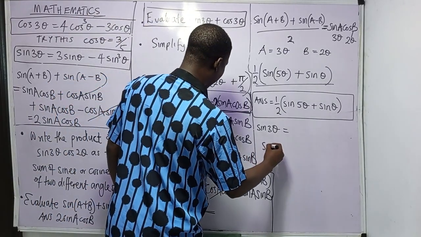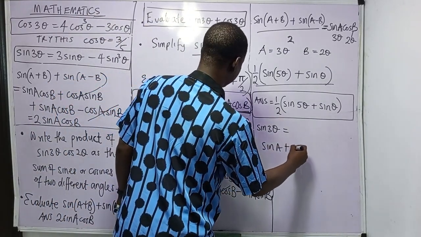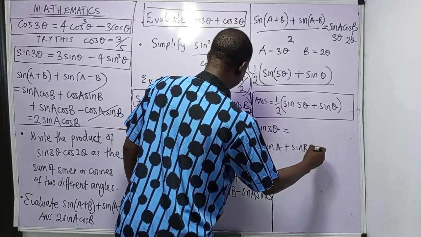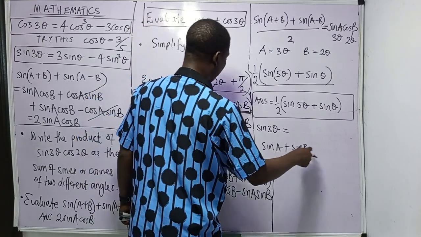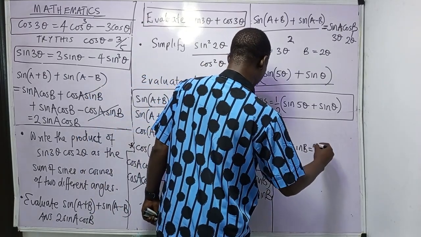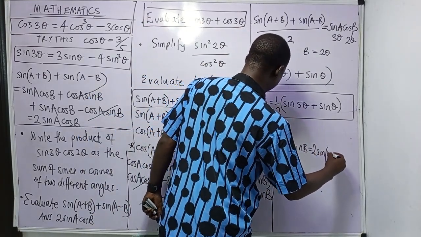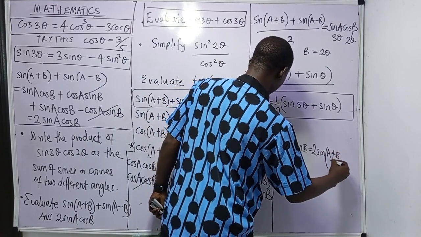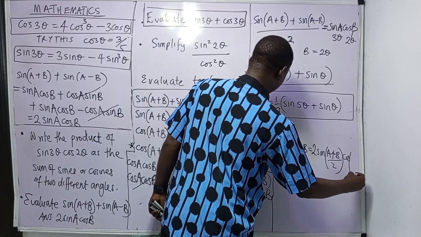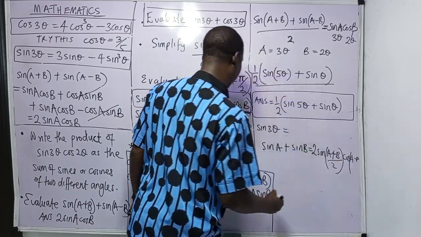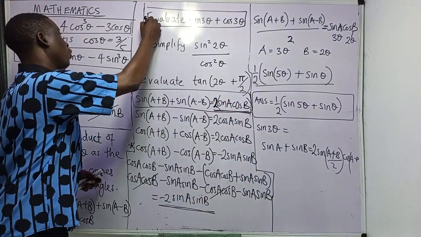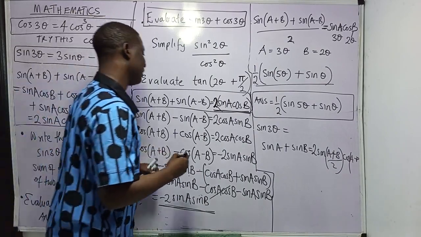Now I gave you a formula of sine A plus sine B. It is not sine A plus cos B. You cannot have different angles before you can use it as 2 sine A plus B over 2 cos A minus B over 2. I've given you that one before. So you must use that one, it cannot work here. Let's go to the last one here.